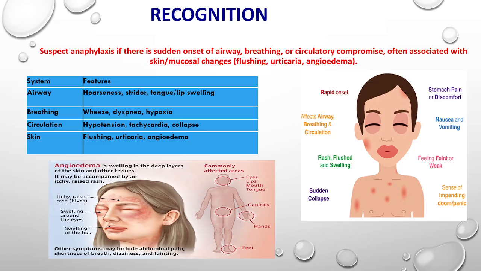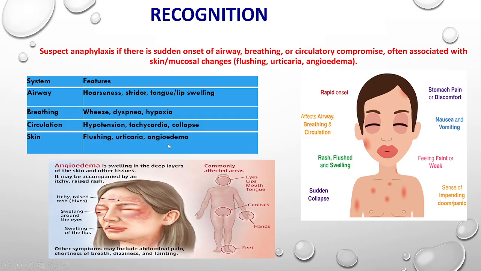So how will you recognize it? It is a life-threatening reaction involving airway, breathing and circulation along with skin and mucosal changes. Airway: it causes hoarseness, voice changes, stridor, noisy breathing, and tongue and lip swelling. Breathing: it causes wheeze, dyspnea, hypoxia and severe bronchospasm. Circulation: it causes hypotension, tachycardia and collapse. And skin: it causes flushing, redness, urticarial rashes and angioedema.